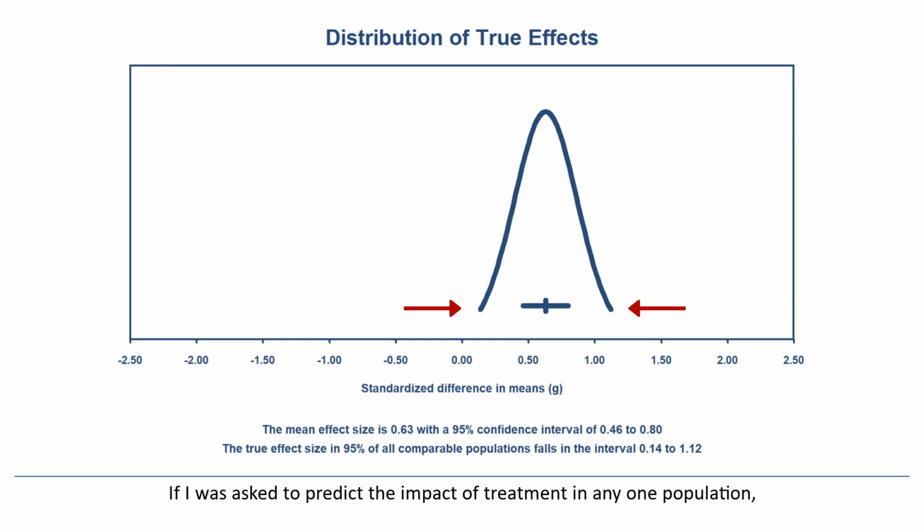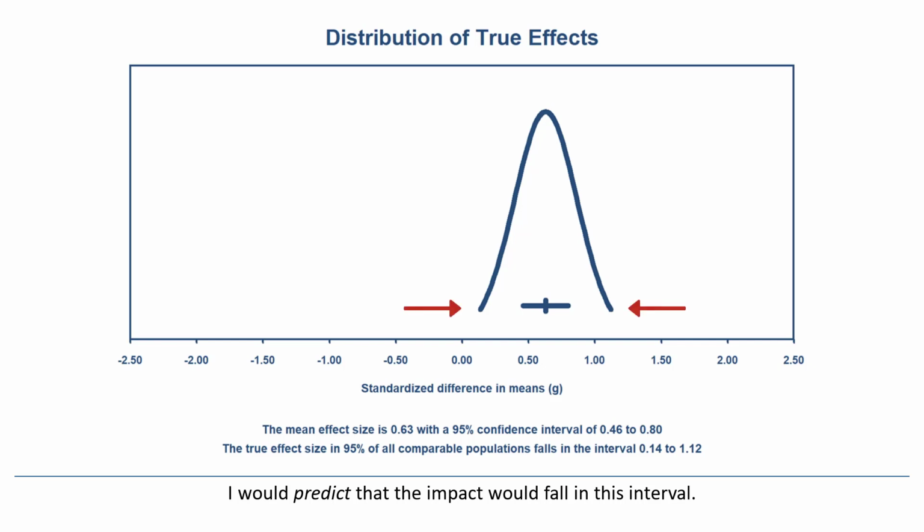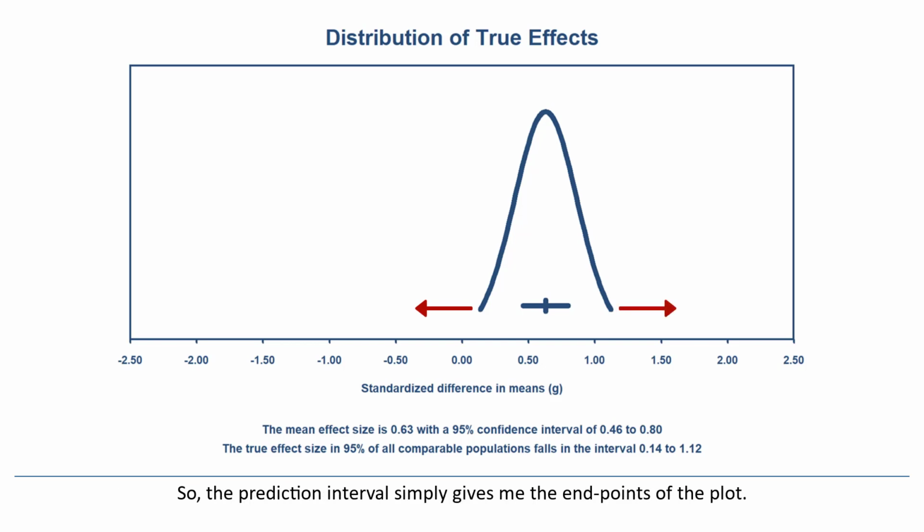If I was asked to predict the impact of treatment in any one population, selected at random from the universe of populations comparable to those in the analysis, I would predict that the impact would fall in this interval, and I'd be correct some 95% of the time. In the other 5% of cases, the true effect size would fall to the left of here or to the right of here. So the prediction interval simply gives me the endpoints of the plot.